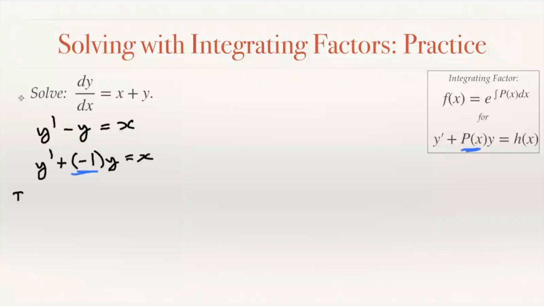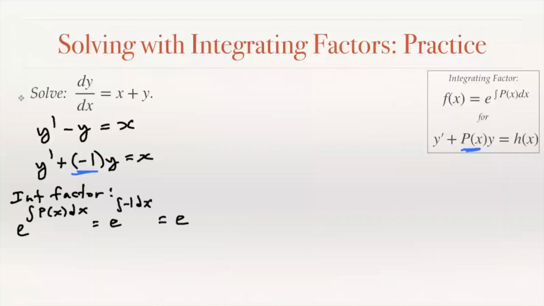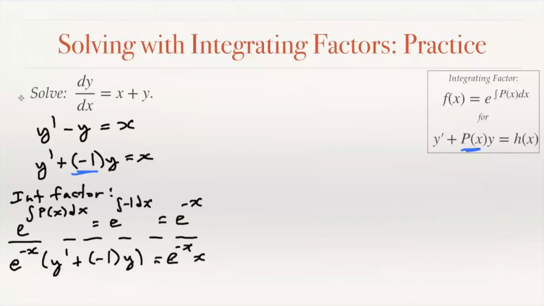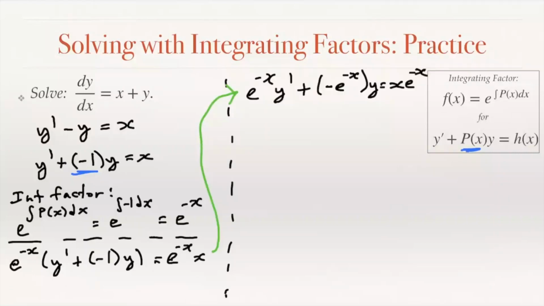So what's our integrating factor? Well, it's e to the integral of -1 dx, which is e to the -x. Plus c, e will cancel out, don't write it. So we multiply both sides by e to the -x. Distribute. And now it's of the form f y prime plus f prime y. As you can verify, derivative of e to the -x is -e to the -x.